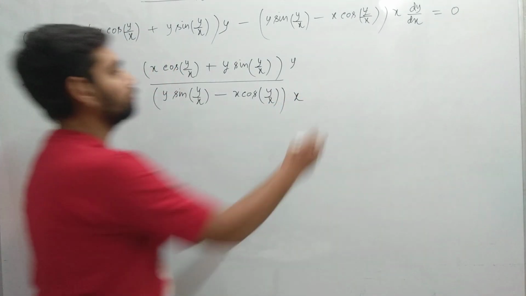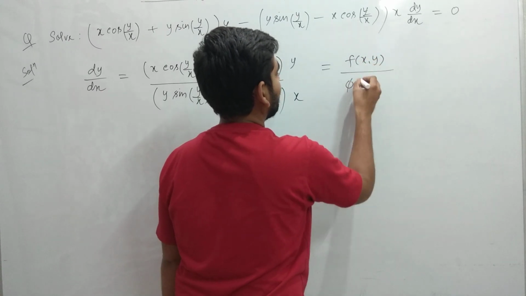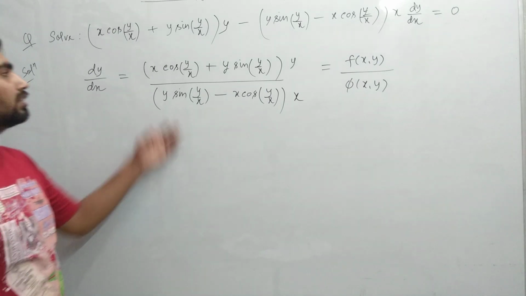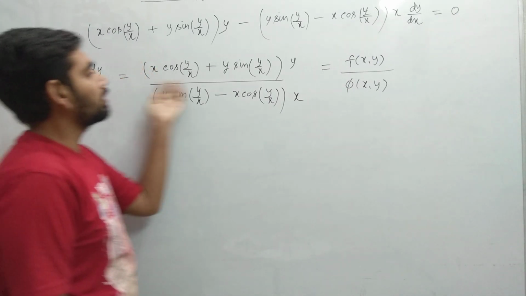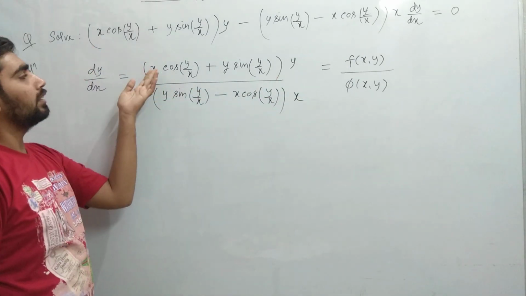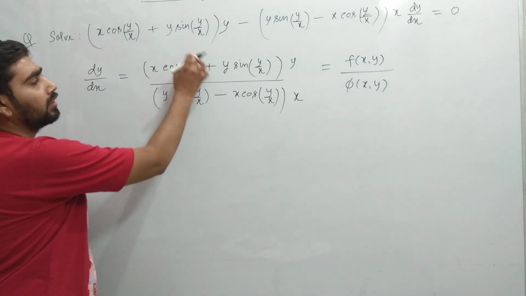It is of the form f(x,y) upon phi(x,y), where f(x,y) and phi(x,y) are homogeneous functions. You can easily check that it is a homogeneous function. It is also a homogeneous function. It is a homogeneous function of degree 2. Here you can see that this degree will cancel out.